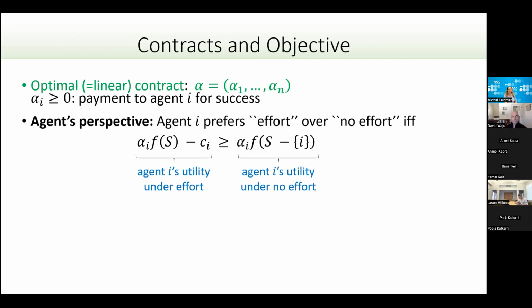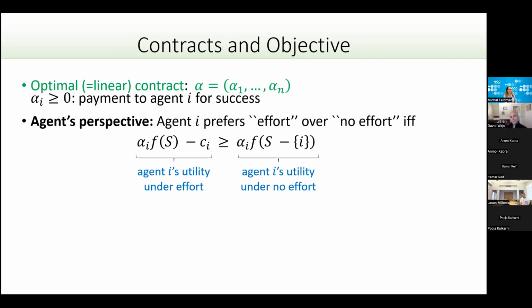So let's again take the agent's perspective. Let's fix the behavior of all other agents. When does agent i prefer to exert effort rather than to shirk? Agent i prefers effort over no effort if and only if the agent's utility for effort, which is alpha_i times f minus c_i, is greater than agent i's utility under no effort. What's the agent's utility under no effort? Now the agent receives alpha_i with a smaller probability.